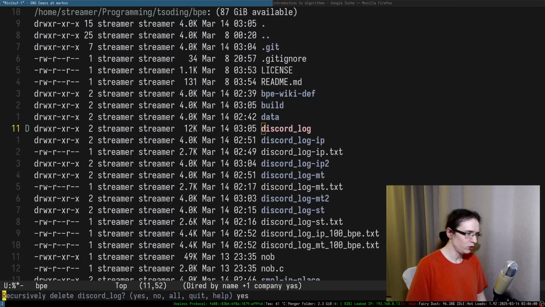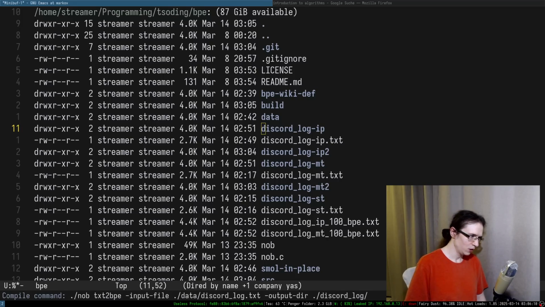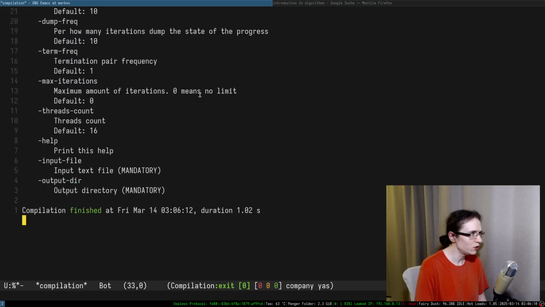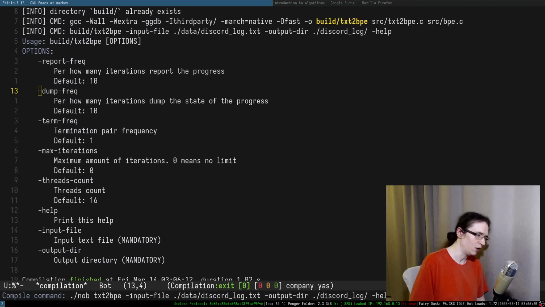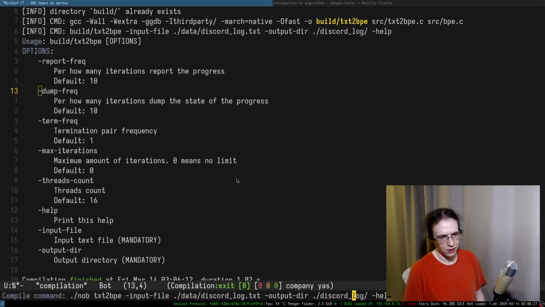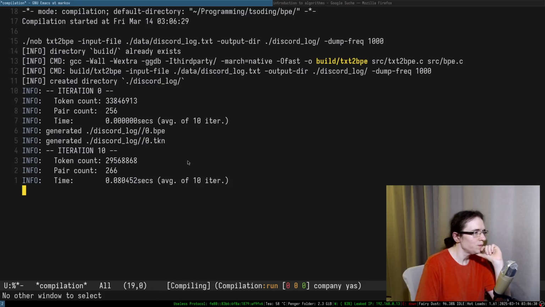Though we can actually do that once per 1,000 iterations. If you take a look at the help, there is a dump frequency. Right now it's 10. We can set the dump frequency to every 1,000. You can't really see what I'm doing, but just a second. So the dump frequency is going to be equal to 1,000, and I'm going to put it in here.